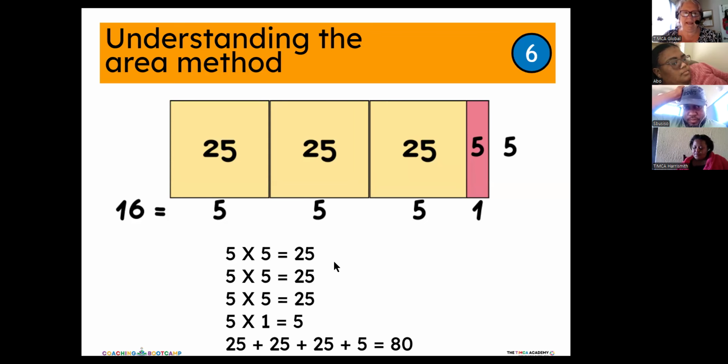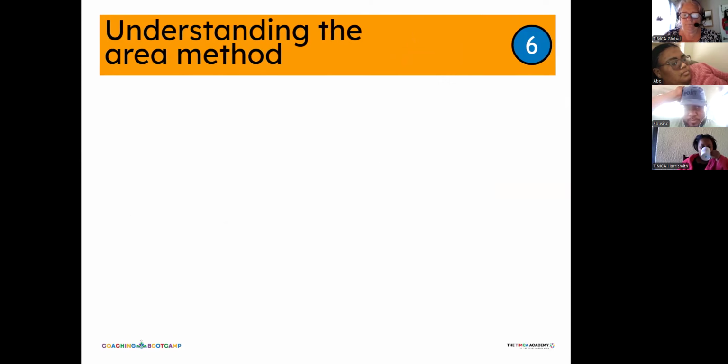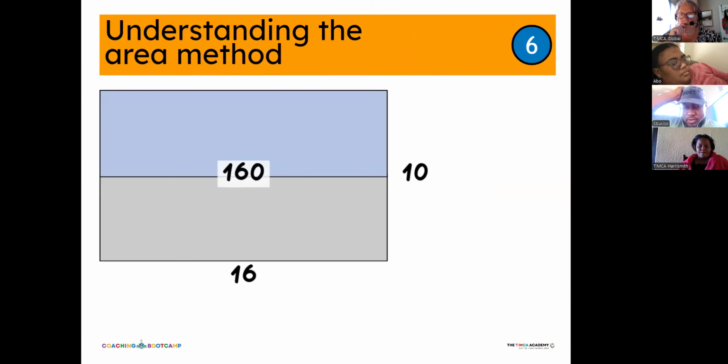Okay, so this one was breaking the 16 into 5, 5, 5, and 1, yeah? I also broke it into 7, 7 plus 2. Okay, because the 5 times table is quite easy, isn't it? So 7 times 5, we know these number facts. So 7 and 7 and 2 is also easy, isn't it? If it was the 6 times table, it might be more difficult, and that would determine how you break it up.